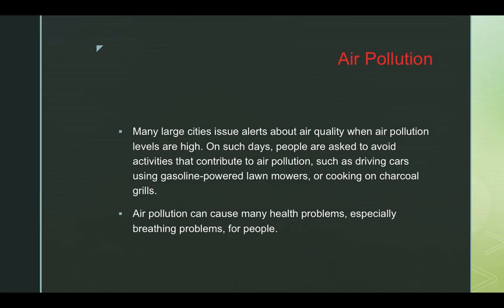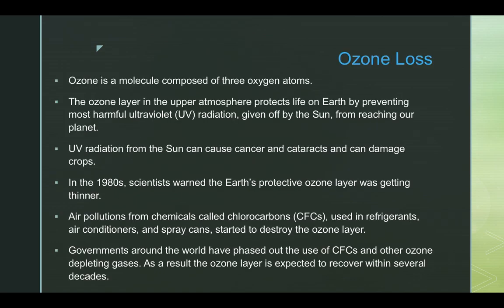It says air pollution can cause many health problems, especially breathing problems for people. Ozone loss. Ozone is a molecule composed of 3 oxygen atoms. The ozone layer in the upper atmosphere protects life on Earth by preventing most harmful ultraviolet UV radiation given off by the sun from reaching our planet. UV radiation from the sun can cause cancer and cataracts and can damage crops.